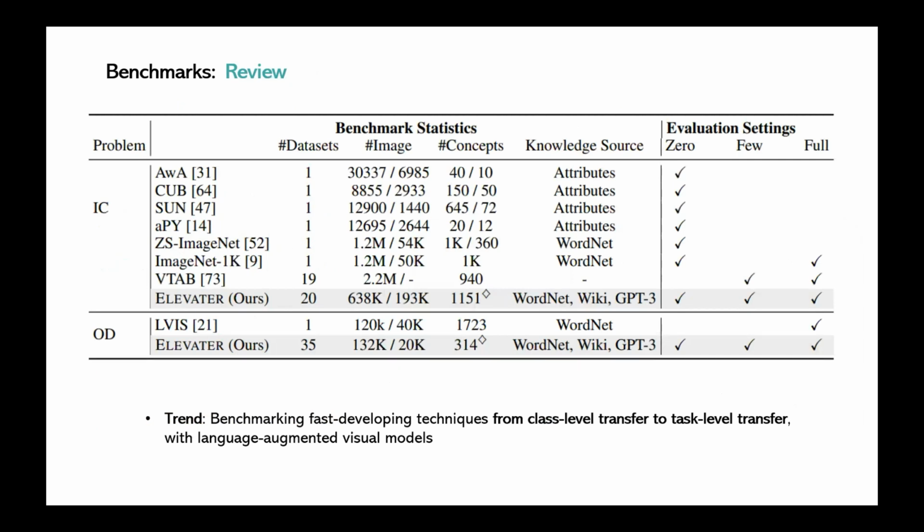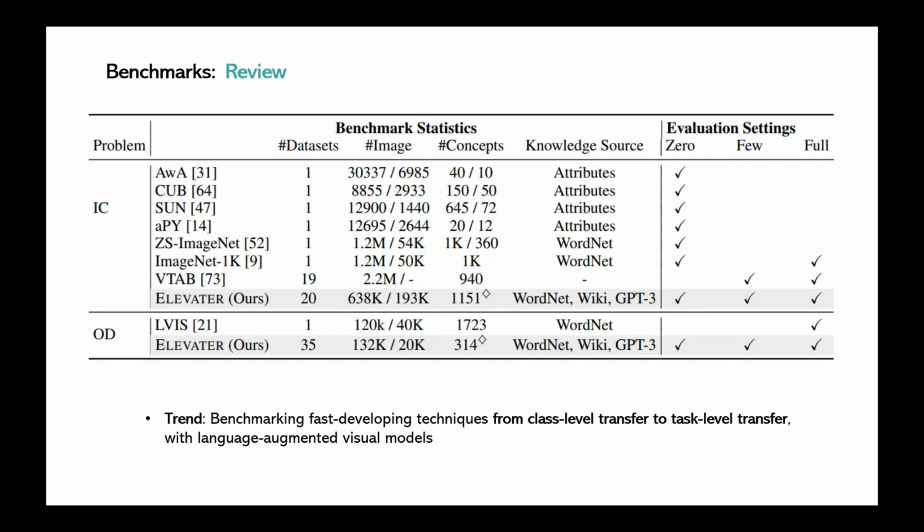Now we can review and compare different benchmarks. In this table, most existing data sets are designed for the traditional class level zero-shot image classification problems. And WeTab was a benchmark introduced by Google. It aims to evaluate the task level transfer, but the benchmark is language-free. Therefore, the benchmark cannot be used for zero-shot evaluation.